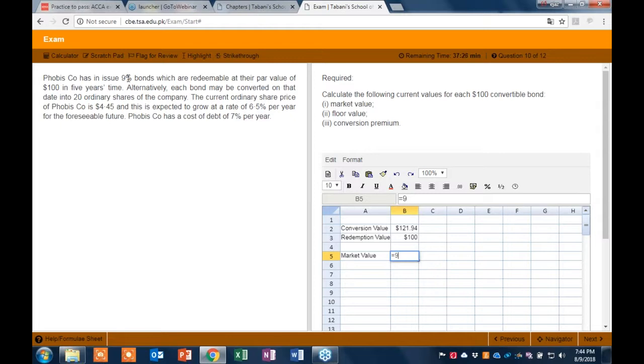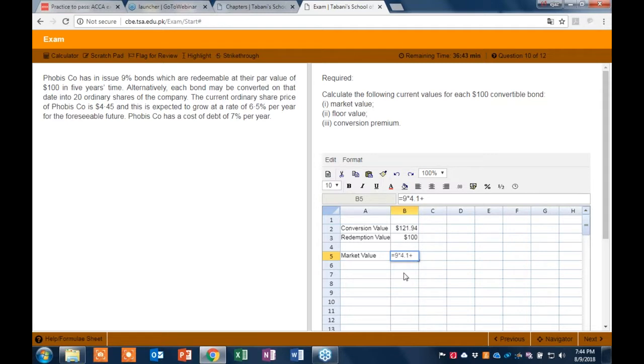So in order to calculate the present value of these $9 that the investor is going to receive for 5 years, we need to multiply it with the 5-year annuity factor. For the annuity factor, remember, we have to use the cost of debt, 7%. So can I have the annuity factor for 5 years at 7%? 4.1. Okay. So if I multiply 9 by 4.1, I'll get the present value of the interest payments.